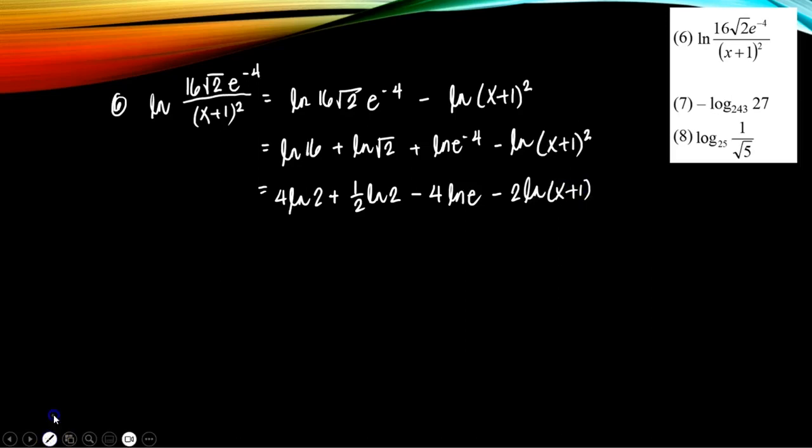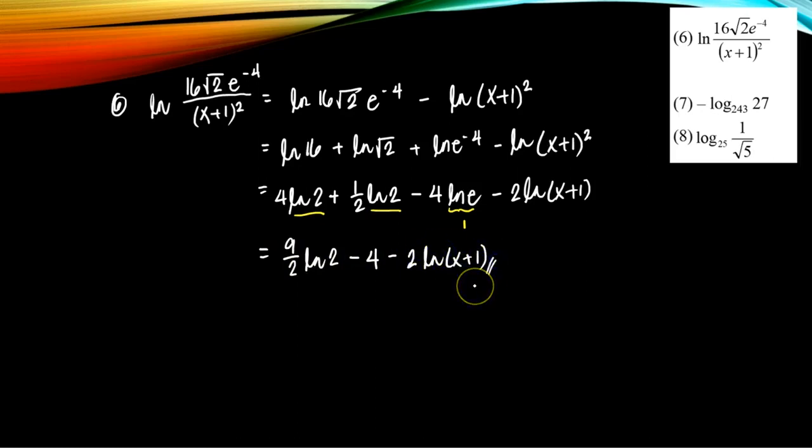So some of you might say, is it possible to combine this and this because both of them are ln of 2? Yes. Take note that this one, ln of e, is equal to 1. So when you combine them, you can say 4 and 1 half, so that's 9 over 2 ln of 2, minus 4, minus 2 ln of (x plus 1). So you can write it like that. Okay?